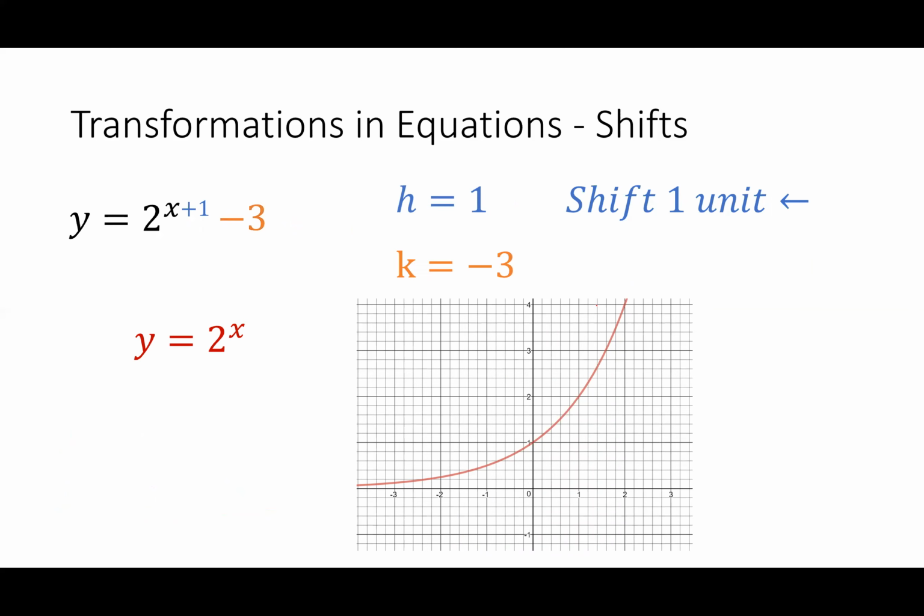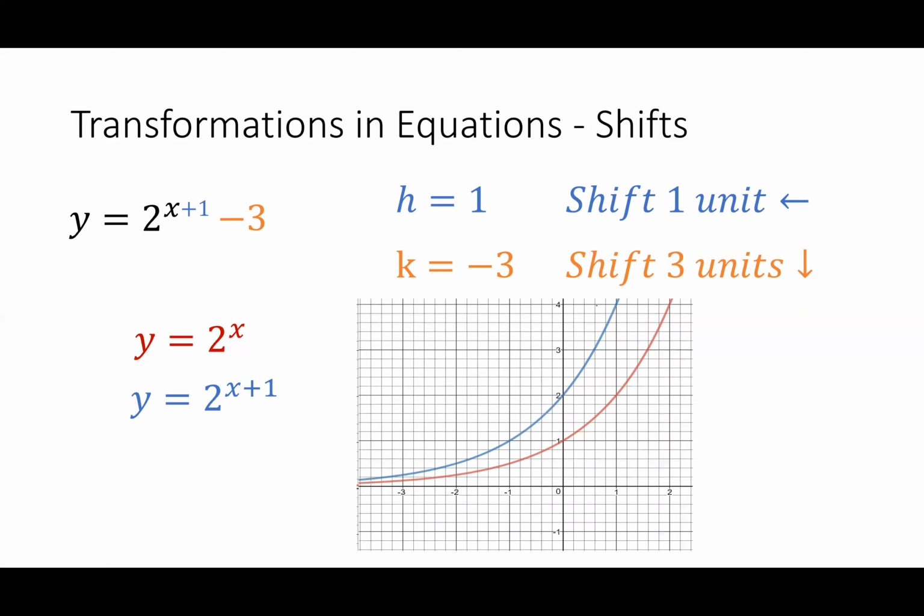The k value is -3. This signifies that I've shifted the function 3 units down. So here's 2 to the x +1. We shifted it 1 unit to the left. And then -3, we shifted 3 units down.